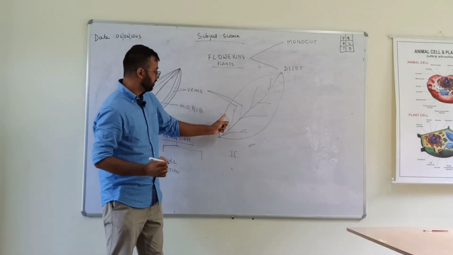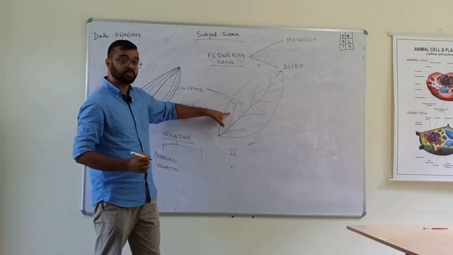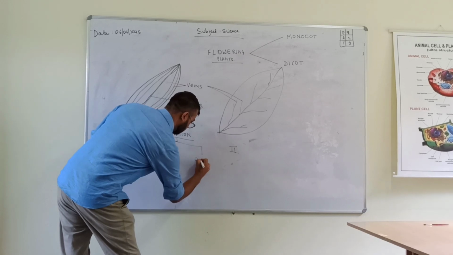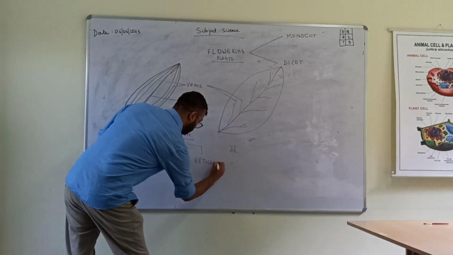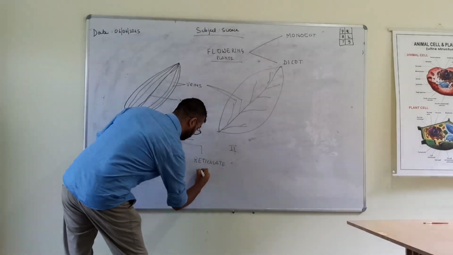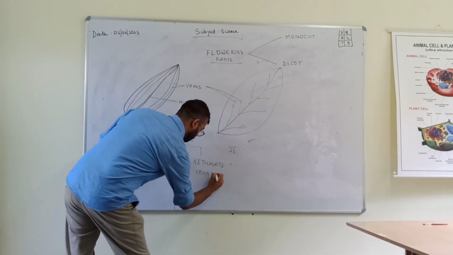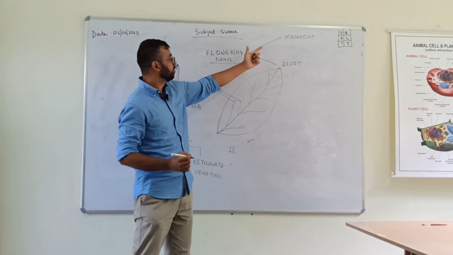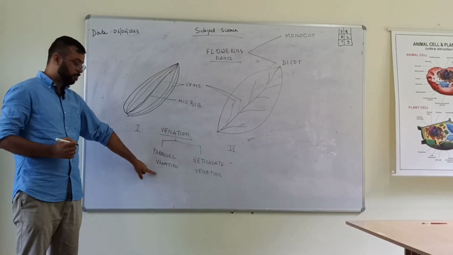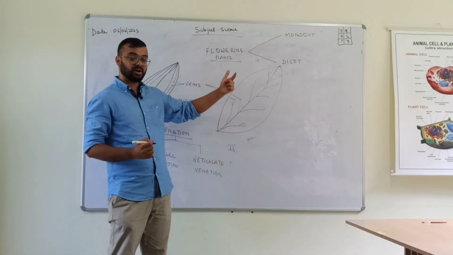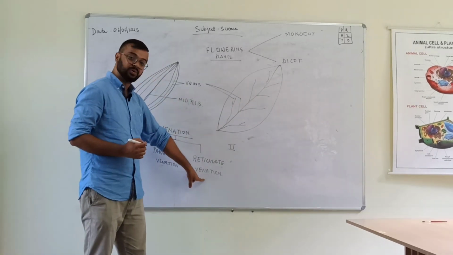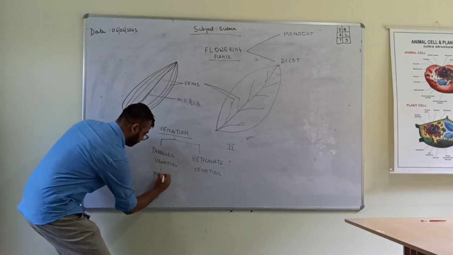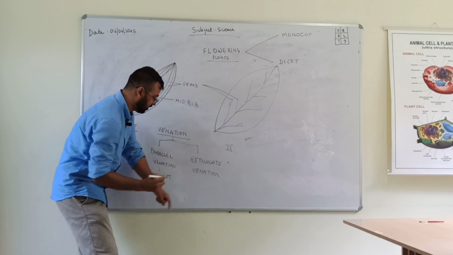And the kind of venation which is branched is called reticulate venation. Monocot or monocotyledons have parallel venation, and dicot or dicotyledonous plants have reticulate venation. So parallel venation is seen in monocot and reticulate venation is seen in dicot.